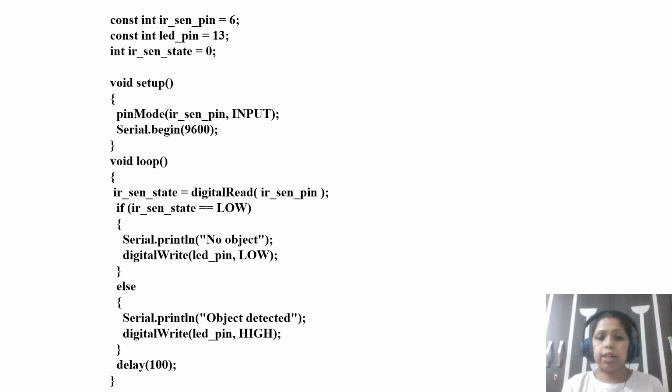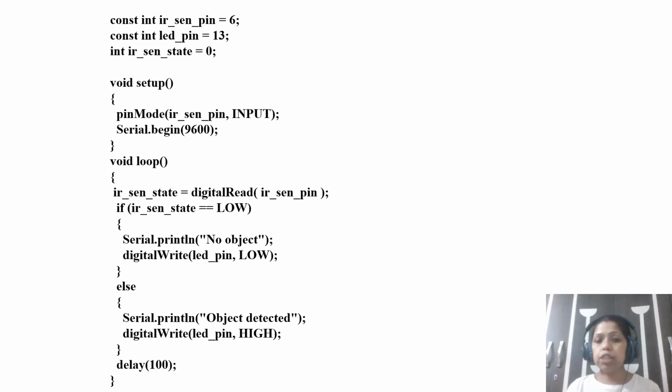So what is the main thing? What is the concept, what is the logic? Suppose an object is present in front of the IR LED, then logic high will be sent to the IR detector, and the IR detector will send that logic high to the Arduino. If no object is present, the IR detector will send logic low to the Arduino. Whatever information is inside the IR detector is passed to the Arduino.